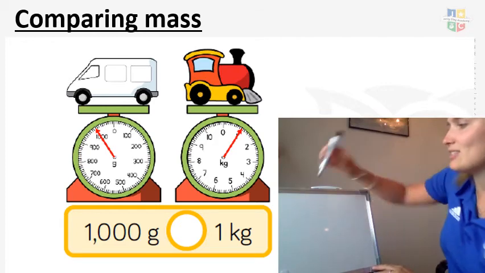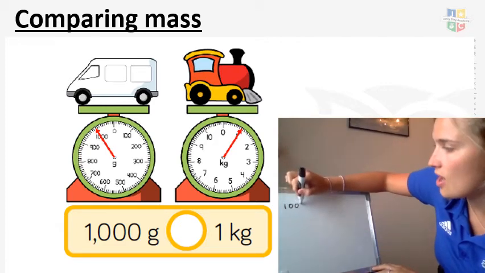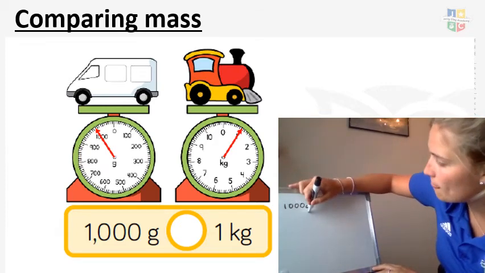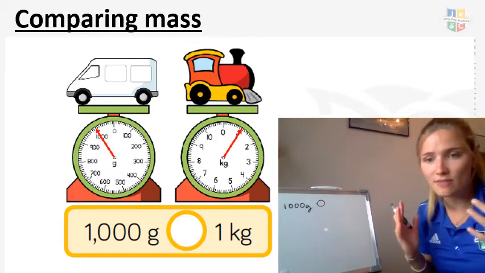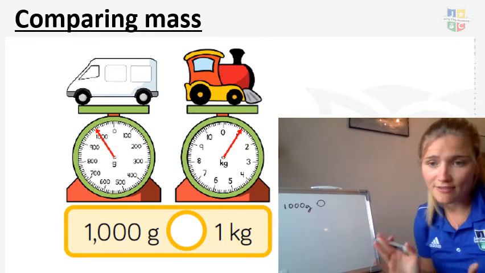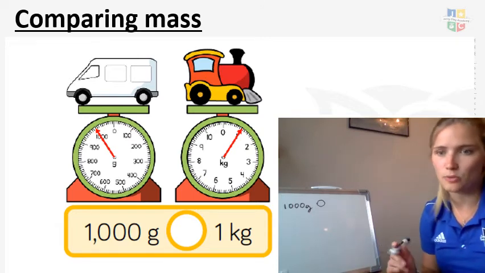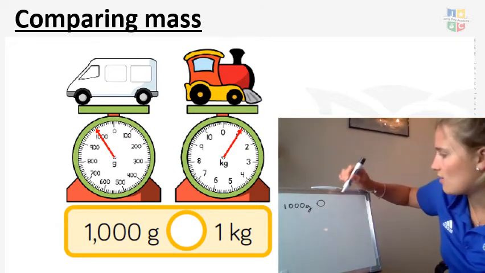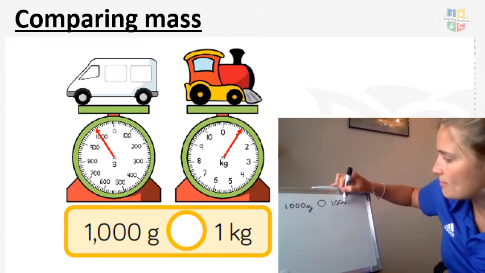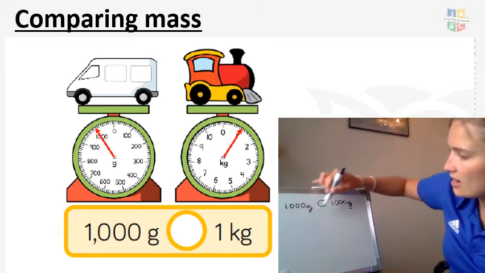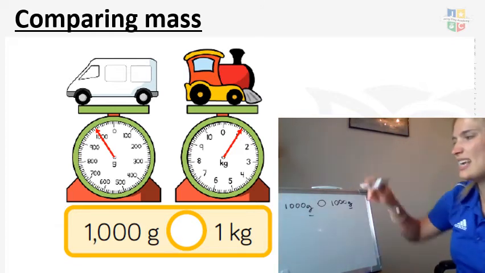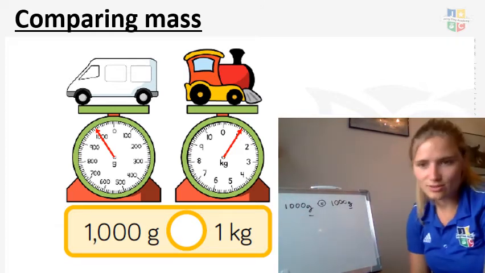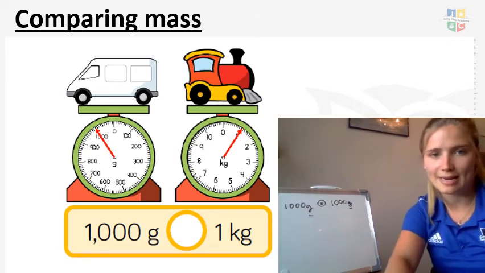So let's see then. I have 1,000 grams on one side and 1 kilogram on the other. Now I'm going to convert it to grams just because I find that easier, because I'm making it into a bigger number. In 1 kilogram, I know that there are 1,000 grams. Now they are both in grams, so it's easy to compare, and I can see that 1,000 is the same as 1,000 grams, so you should have the equals sign.